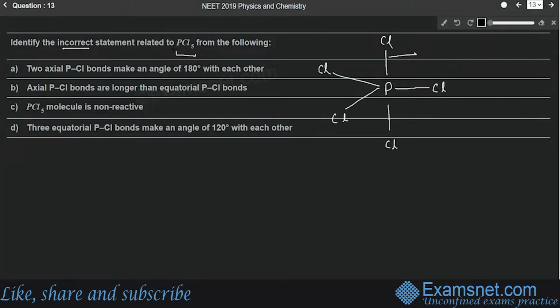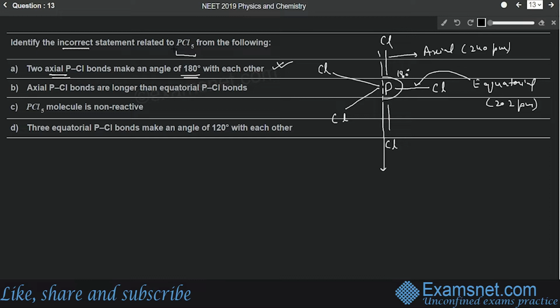Now the bond length of axial bonds is 240 picometer, whereas that of equatorial bond is slightly less than that, that means 202 picometer. Okay. Now let's come to the statements here. The first statement says that the two axial PCl bonds make an angle of 180 degree with each other. So we can see that these axial bonds are in a straight line, right, along the axis of the molecule. So this will form 180 degree angle. Okay. So this is a correct statement.